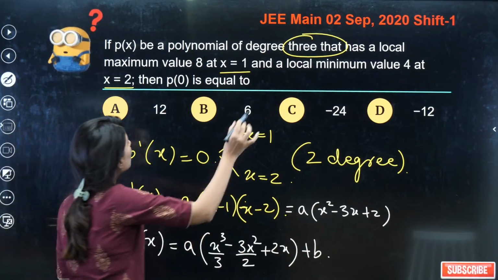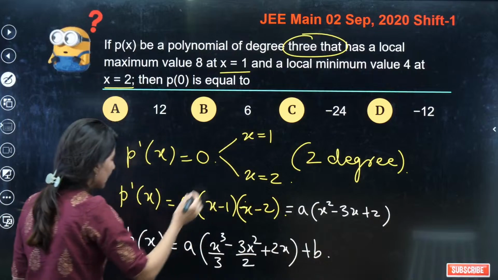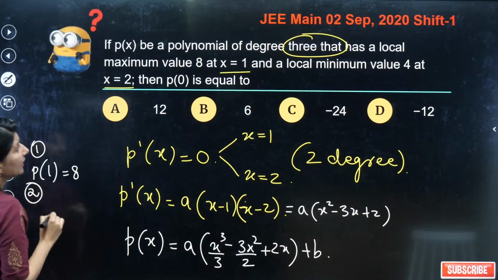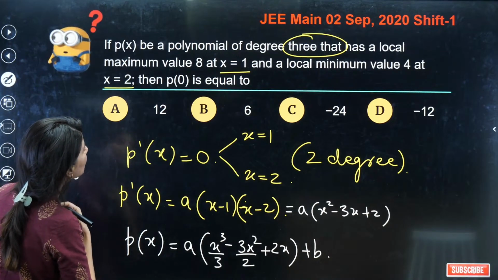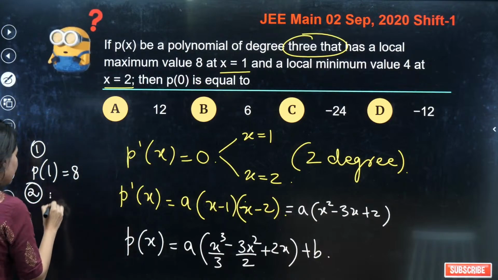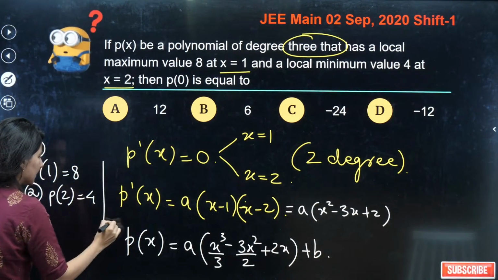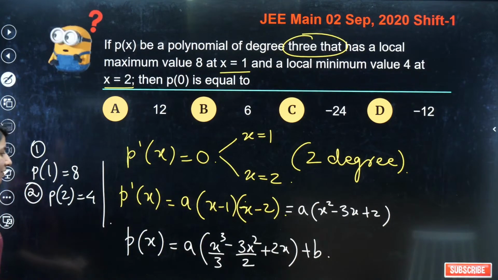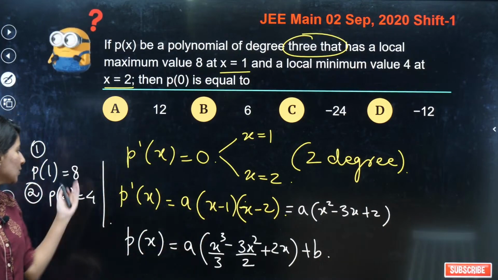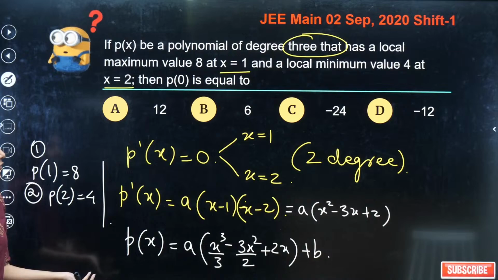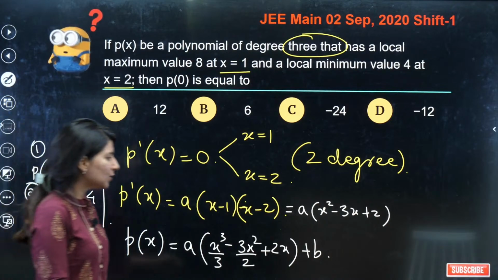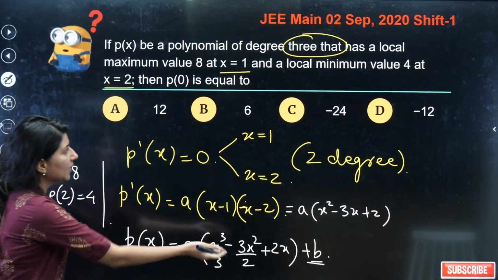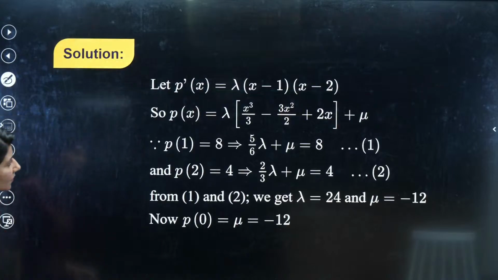Now what they are saying is a local maximum value of 8 at x equals 1. That means P of 1 is nothing but 8, that is the first thing. Second thing is x equals 2, P of 2 is equal to 4. Right? P of 1 is 8, P of 2 is 4. So just figure out the values of a and b by using these two quantities. And if a and b are known to you, P of 0 you need to figure out. Basically what you need is the value of b. P of 0 is what? b. So just figure out the value of b. Right, that's how we do it.